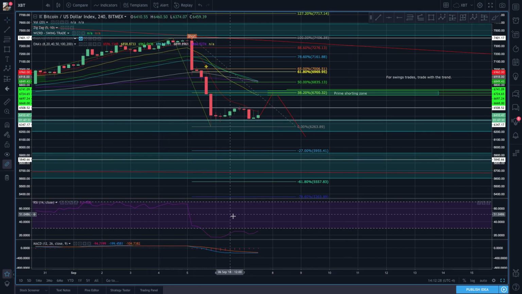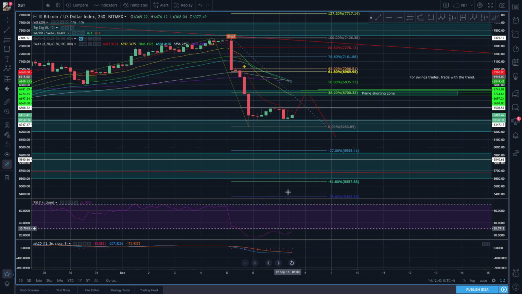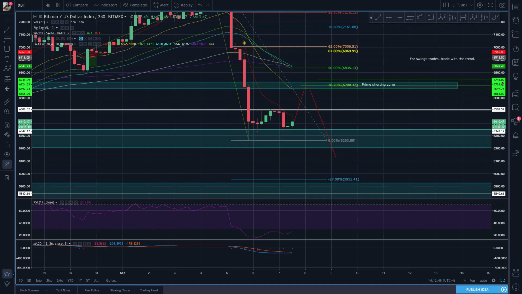Right now, RSI is looking pretty good, so might be a good opportunity to long. I would still wait until it comes down here. And then MACD's looking like it might want to cross over soon. Still hasn't yet. So anyway, that was this breakdown.